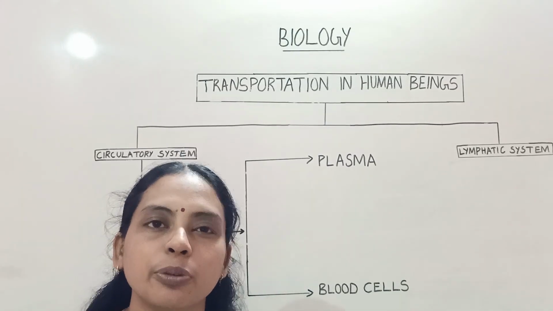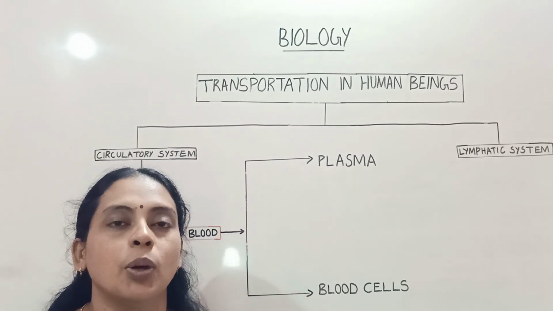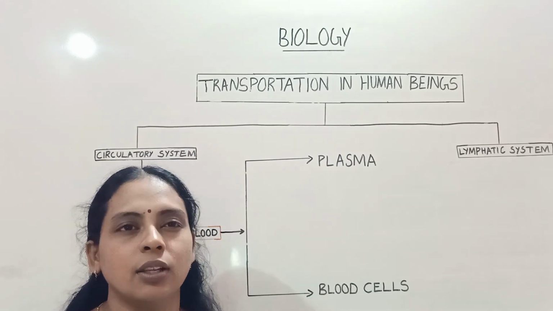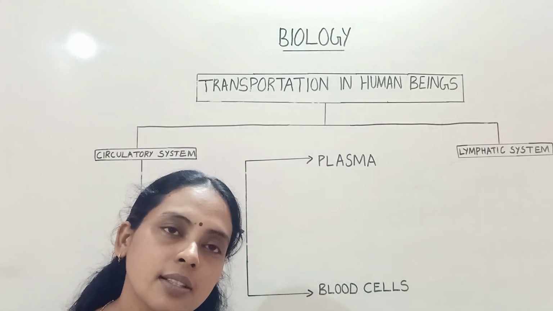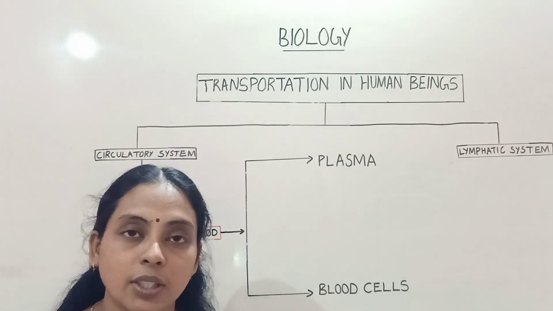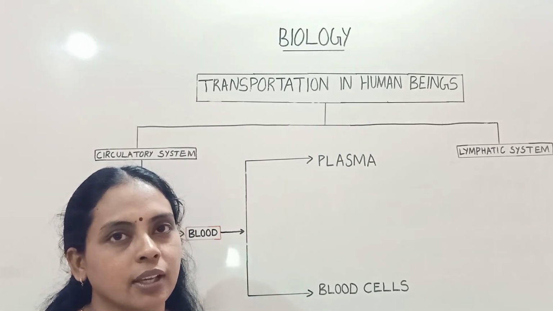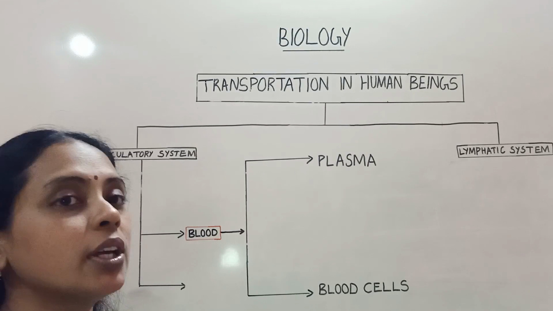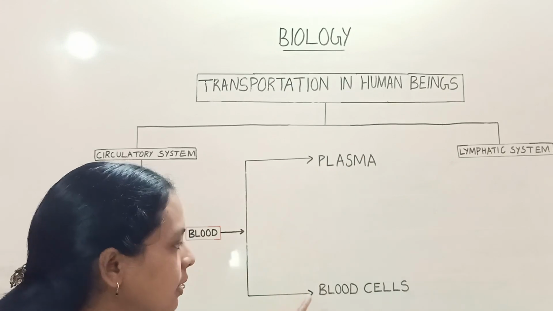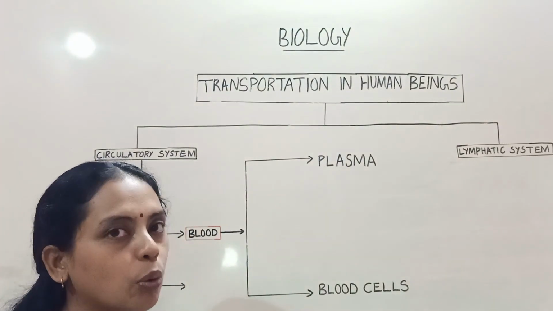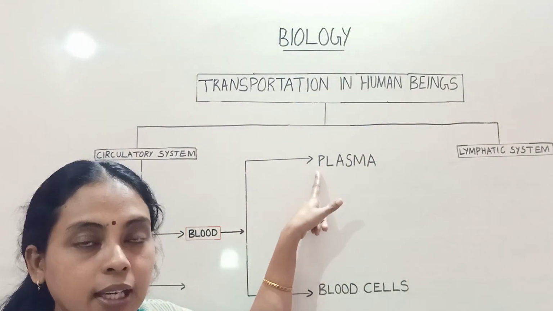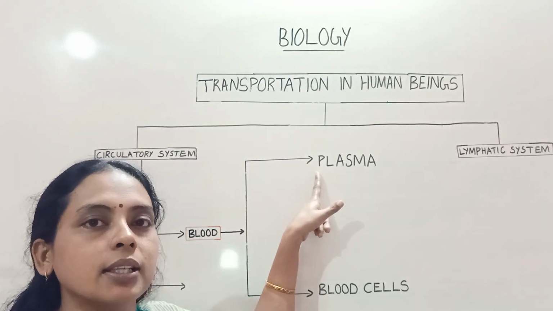Blood is a reddish fluid that circulates in blood vessels in the human body. It supplies oxygen and nutrients to all living cells, and from the cells it collects carbon dioxide, nitrogenous waste, etc. We'll see what the different components of blood are. It has two components. One is plasma, the second one is blood cells or blood corpuscles. Plasma is the liquid part of the blood. The colorless liquid part of the blood is called plasma.